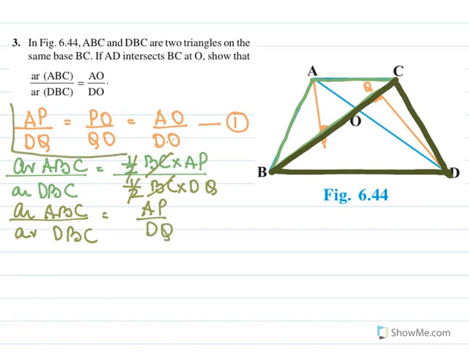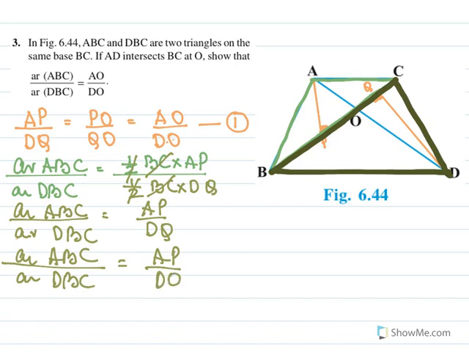But look at 1. What does 1 say? What is AP over DQ? AP over DQ is PO over OQ. So we put that in our figure. So we have area ABC over area DBC equal to AP over DQ. But AP over DQ is equal to AO over DO. Here, AP over DQ equal to AO over DO. So this is by 1.